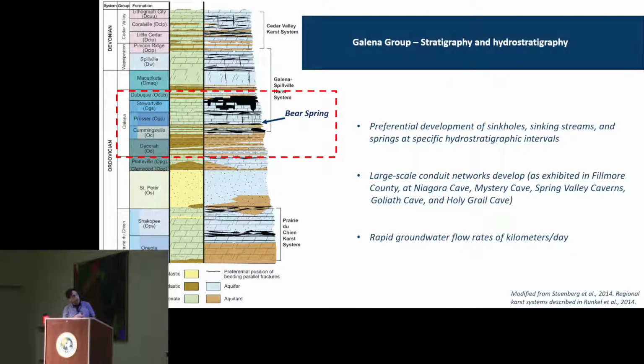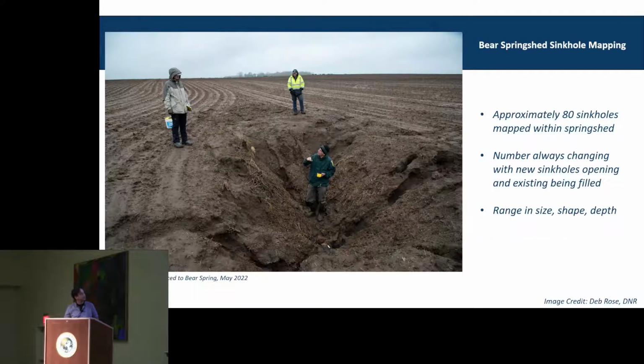And in the county just to the south of Olmsted, which is Fillmore County, there are large cave systems. So there's commercial caves as well as a number of caves owned by the Minnesota Cave Preserve. So what we're talking about are really rapid groundwater flows through well-developed karst, so kilometers per day. So the Bear Spring Springshed, which is where we did this work in 2022, is definitely a karst area. It's located in Olmsted County.